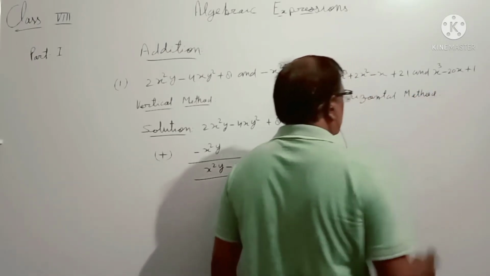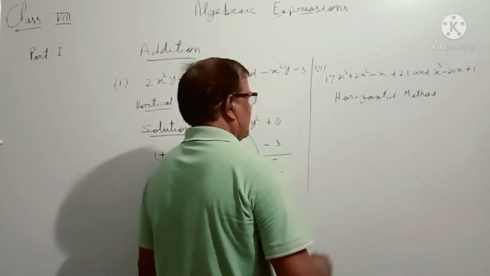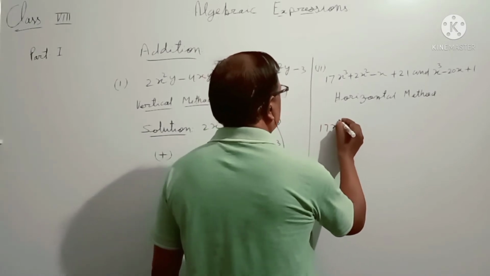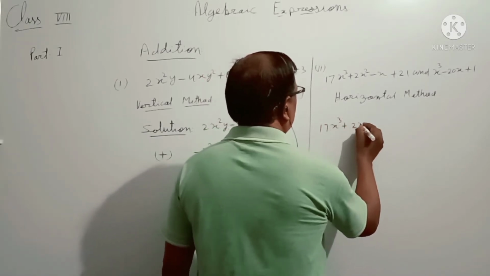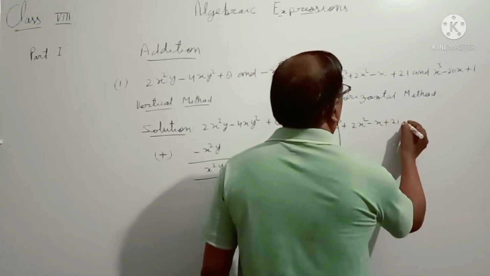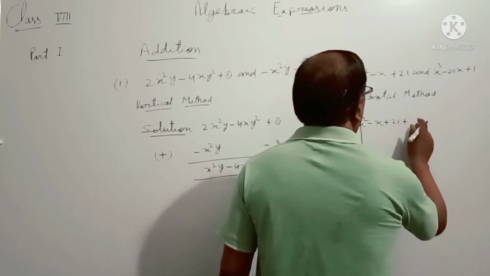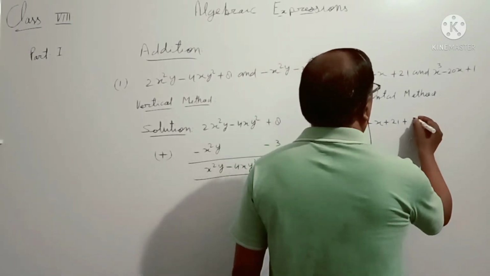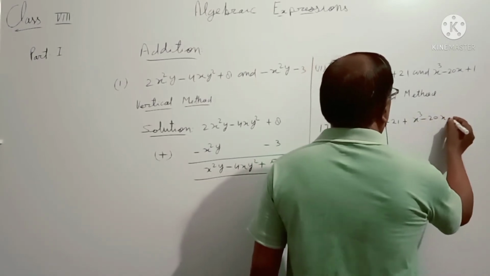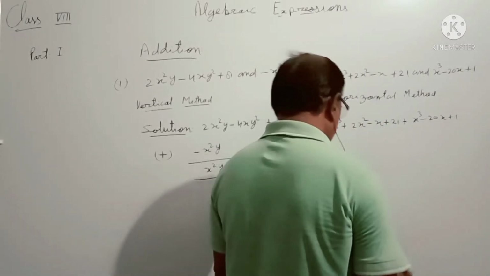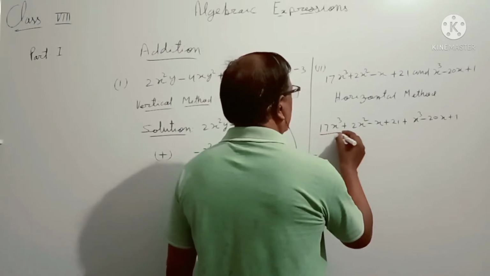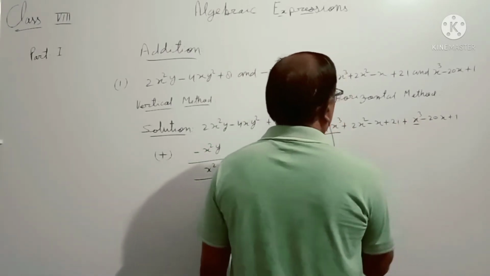As horizontal method, we write in a line 17x cubed plus 2x square minus x plus 21, put here a plus sign and write the next expression as x cubed plus 20x plus 1. Now we add the like terms. 17x cubed, here is only 1x cubed.